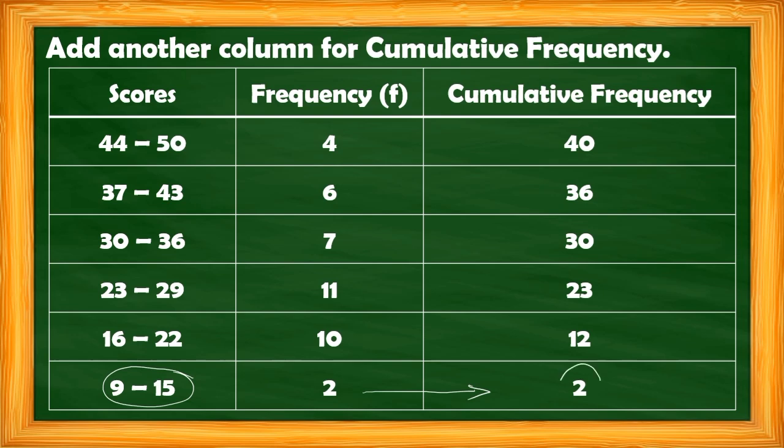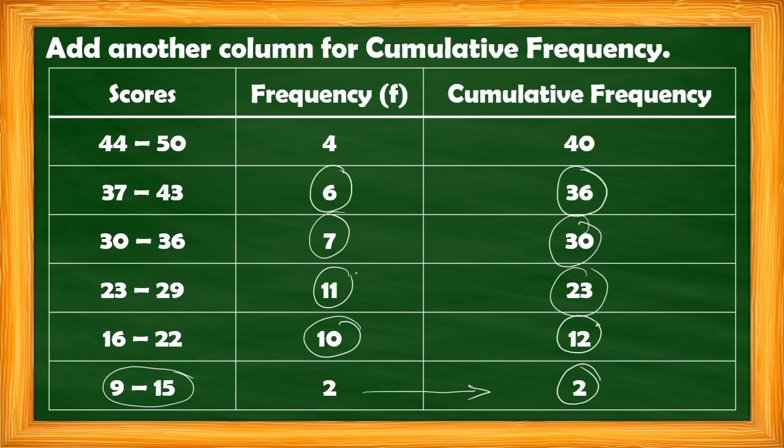So, itong 2, i-add natin sa 10. And then, ang makukuha is 12. Then, mag-a-add tayo ng 11. Ang makukuha natin is 23. And then, yung 23, mag-a-add tayo ng 7. Makukuha natin yung 30. 30 plus 6, ang makukuha natin is 36. Then finally, 36 plus 4 will have 40.